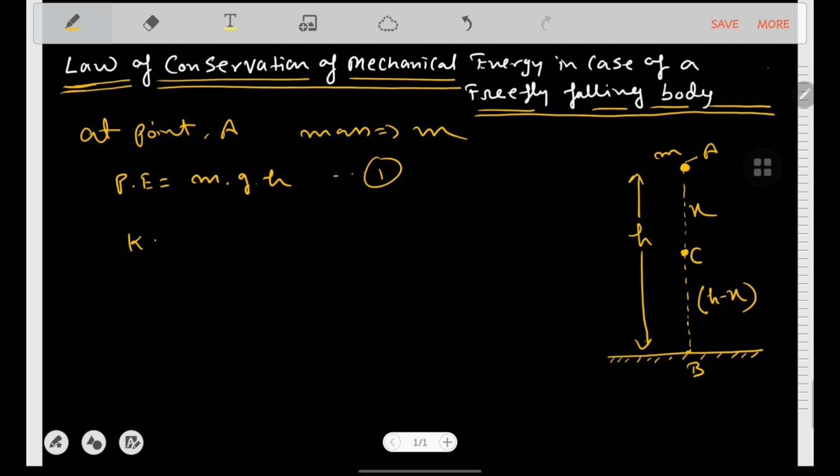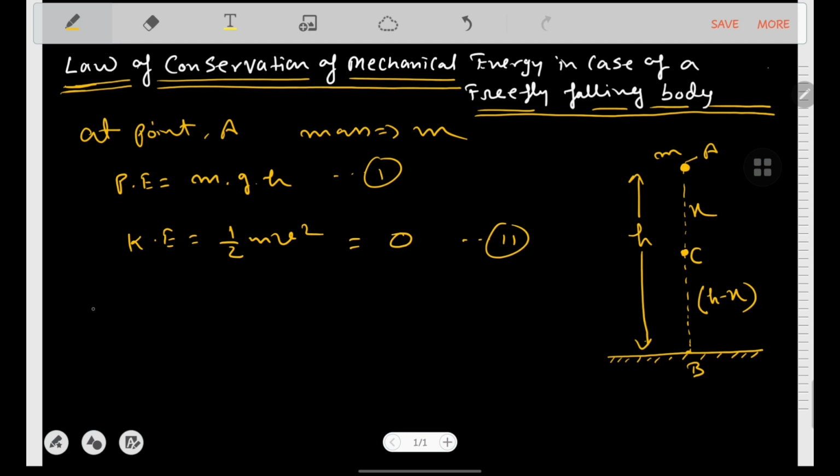Now we will find the kinetic energy here. Since at point A we are just holding the object at the same point, it's not falling, it's just about to fall, so there is no motion. And we know the kinetic energy formula is half m v square. Since it's not falling, the u will be 0 and also v will be 0. So we can say that the total kinetic energy is also 0 here. This is our second equation.